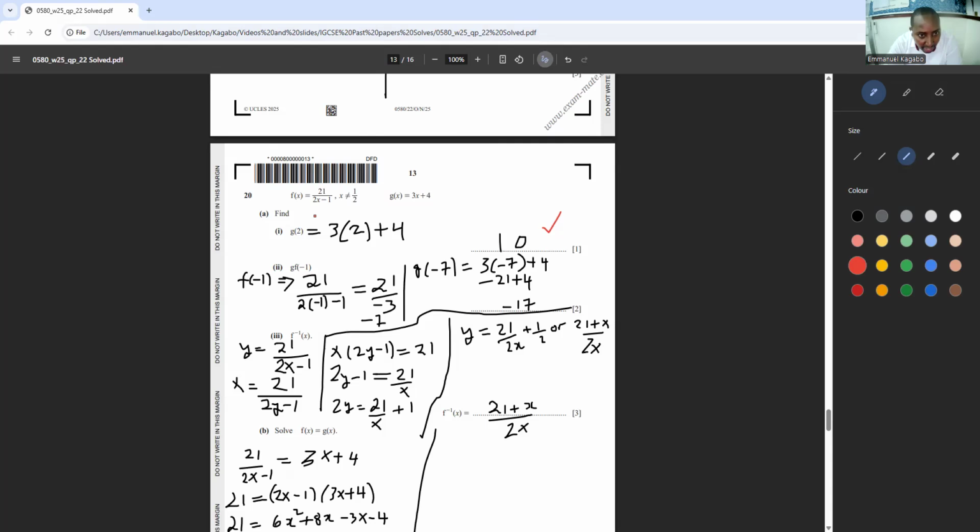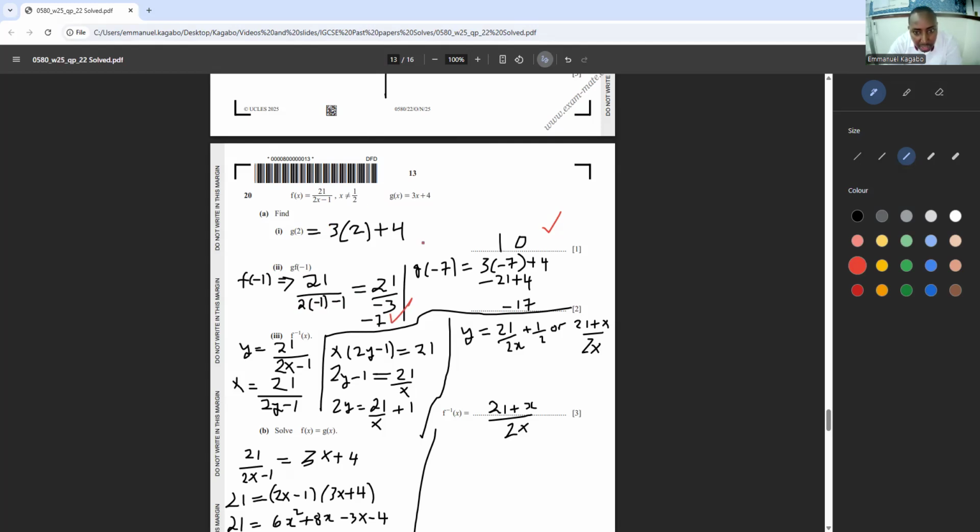Start by putting negative 1 in your function f. So it will be 21 over bracket 2 bracket negative 1 minus 1. That is giving me negative 2 minus 1, which gives me negative 3. So 21 divided by negative 3 gives me negative 7.